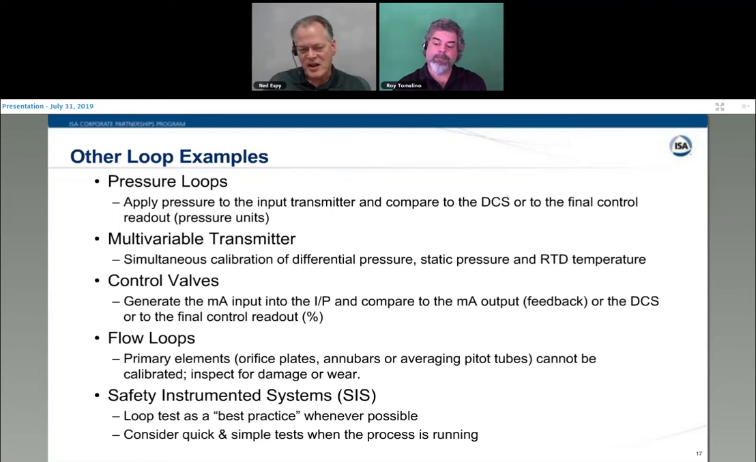And then here's SIS. We had a question on this, and I think I said this. When you're checking out a safety system, I think it's best practice to try to do an end-to-end test on those components that make the system actuate. And when you're doing an SIS, you want to try to do quick and simple things, not make it real complicated. I don't know, Roy, do you have any other examples?